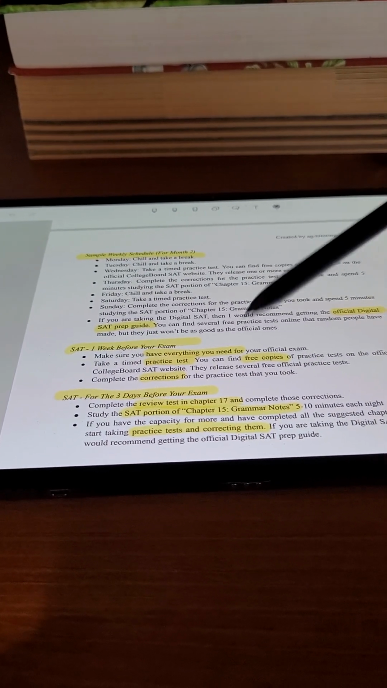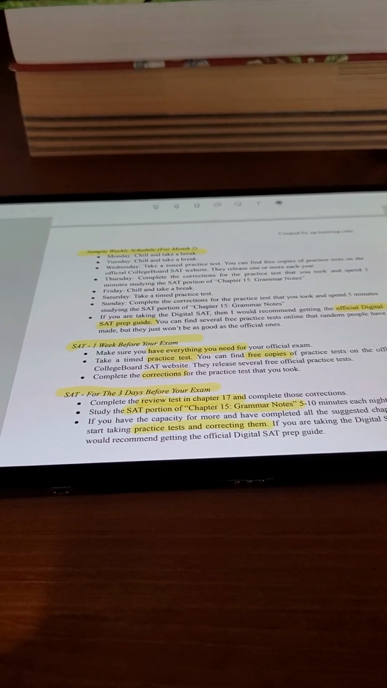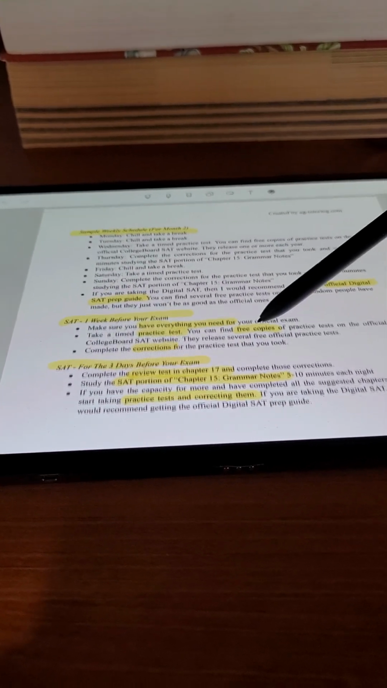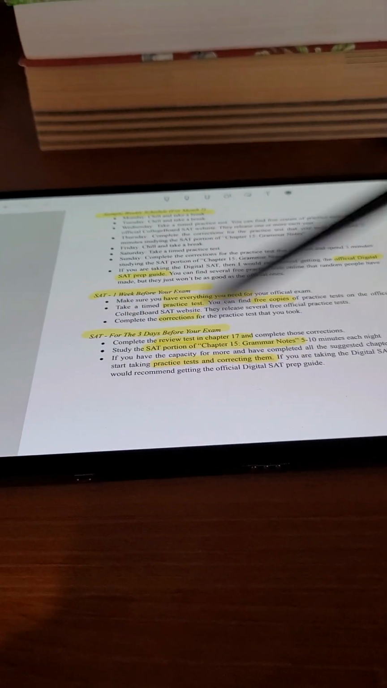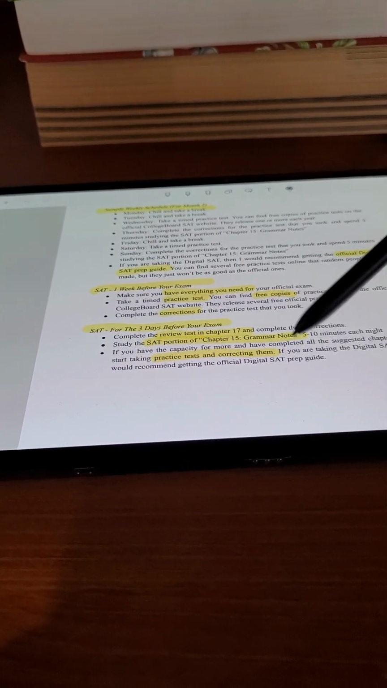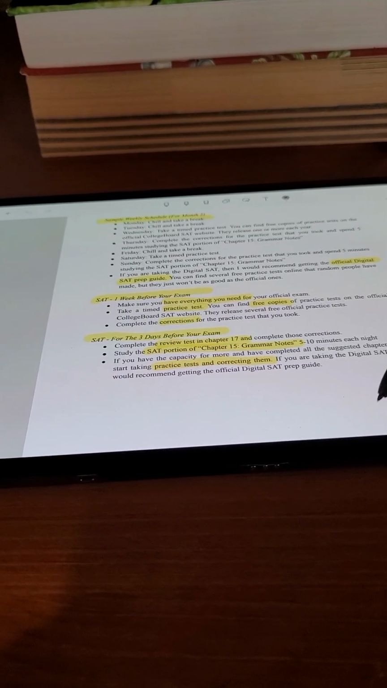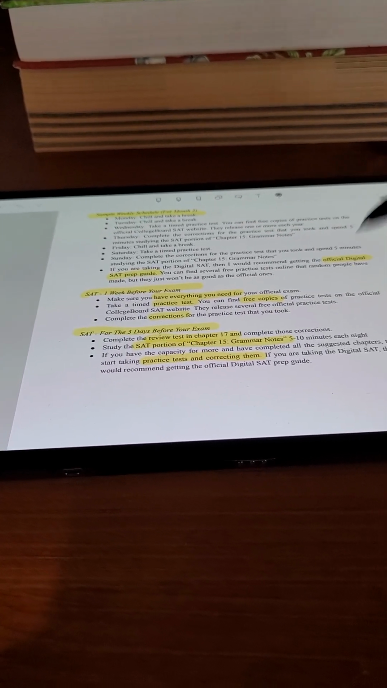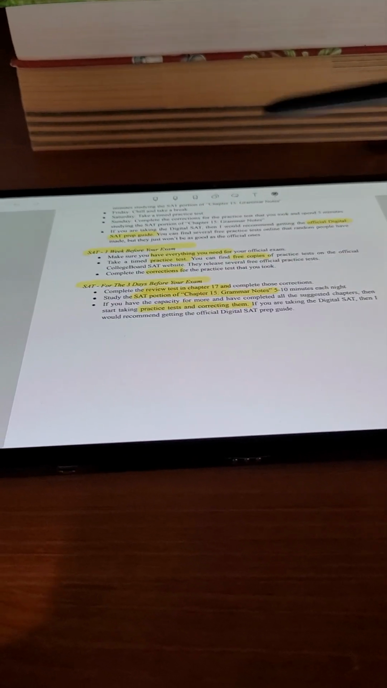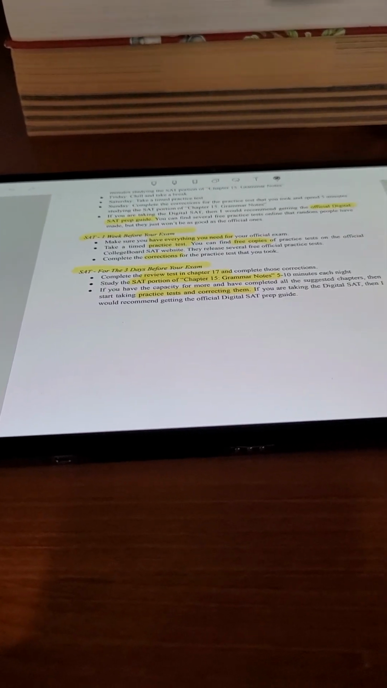1 week before your exam, make sure you have everything you need. Start taking practice tests and doing corrections on those. You can get the free copies online on the College Board website. 3 days before the exam, take the review test in Chapter 17, and then do the grammar notes portion. Chapter 15 grammar notes, study that for 5 to 10 minutes each night. Again, practice tests and correcting them if you have extra time is the best thing you can do.